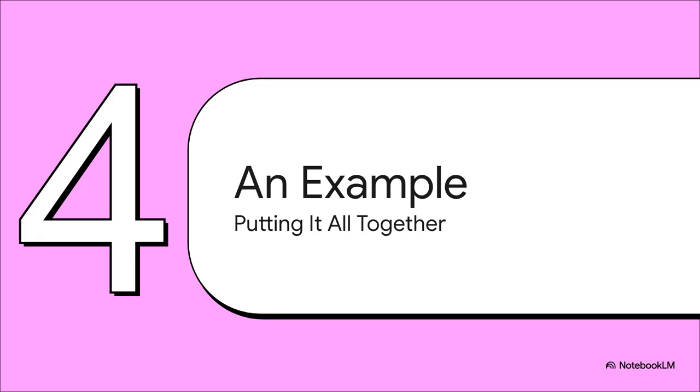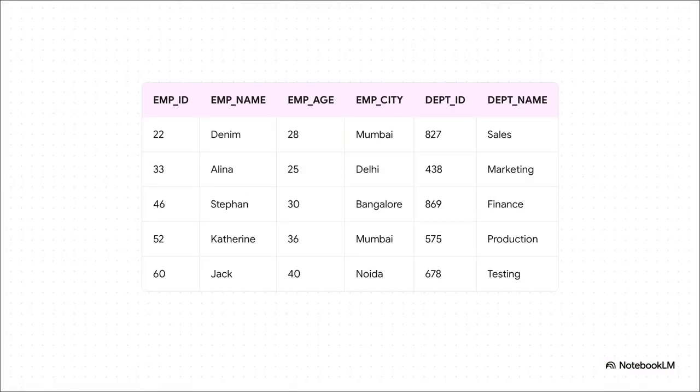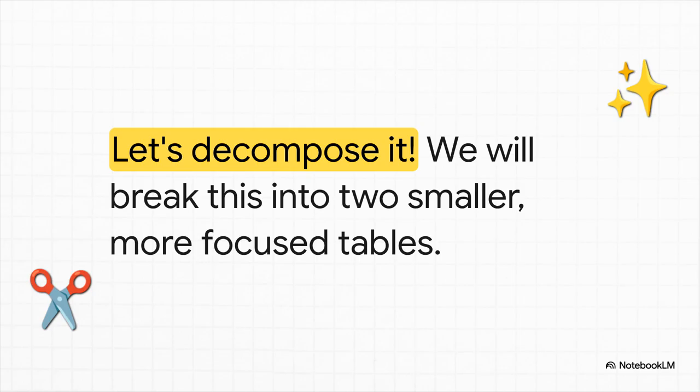All right, enough theory. It's one thing to talk about it, but let's actually see how this works. We're going to take these rules and put them into action with a real example. Let's turn a messy table into something clean and efficient. Okay, so here's our before picture, the employee department table. You can see it's a mess. We've got employee info like their name and city mixed right in with department info like the department name. It's all just crammed into one big table. So now, using what we just learned, we're going to do a relational decomposition. Let's break this thing apart.